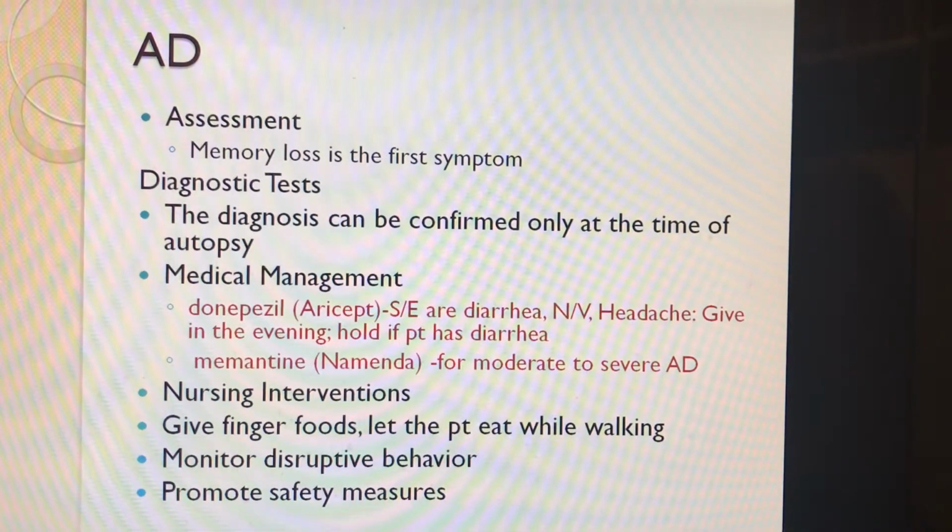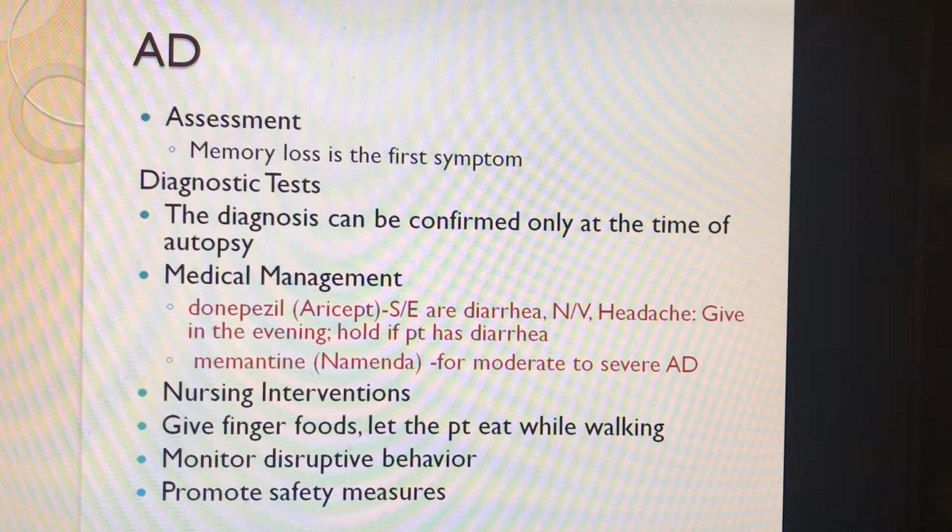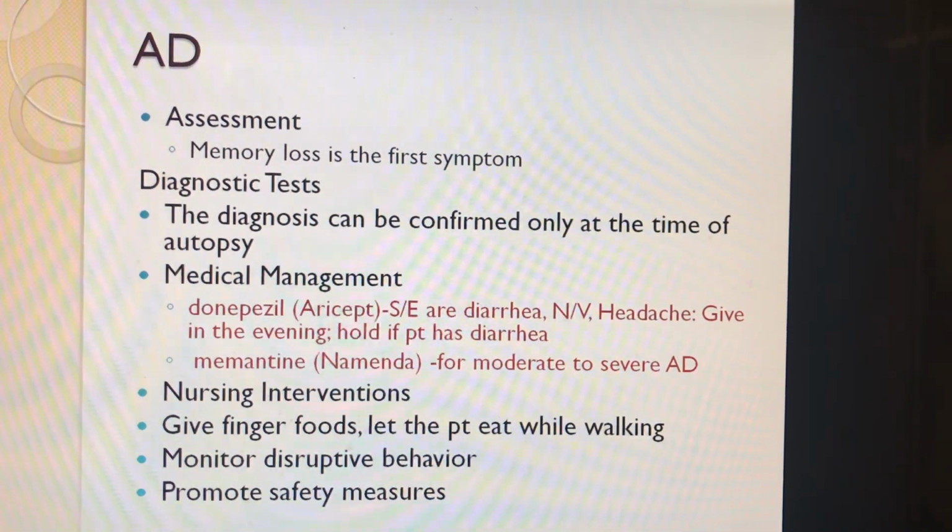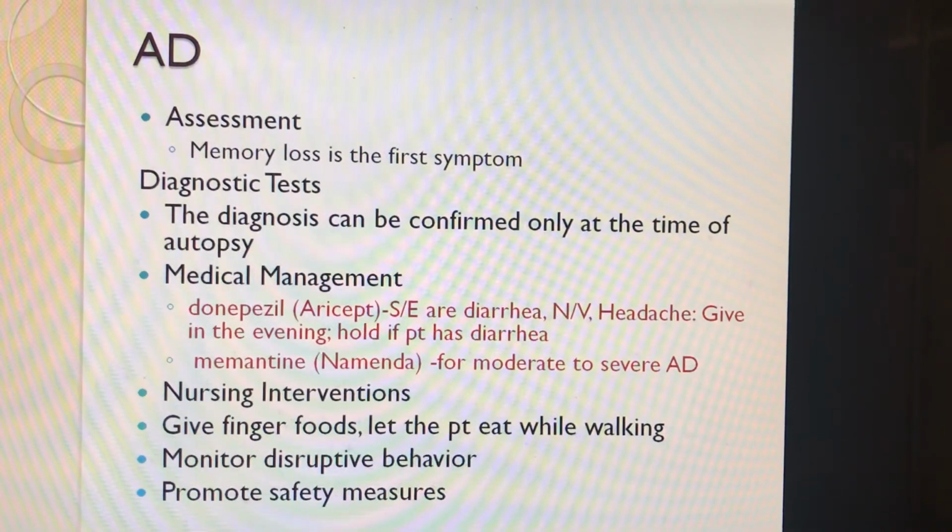So you want to assess memory loss. Diagnostic tests: the diagnosis can be confirmed only at time of autopsy. Your drugs of choice are Aricept and Namenda. With Aricept, remember that the side effects are diarrhea, nausea and vomiting, and headache. You want to give this in the evening, and hold if the patient has diarrhea. Memantine, which is Namenda, is used for moderate to severe AD. They start off with Aricept, and if that doesn't work, they move on to Namenda.